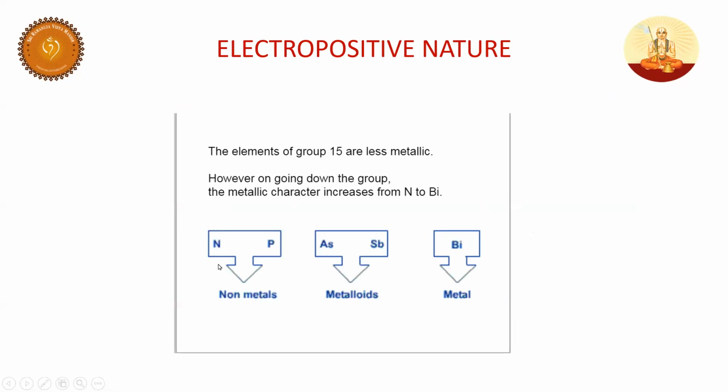Now let us move on to the next slide about the metallic character. So students, have a look here. Nitrogen and phosphorus are both non-metals. Arsenic and antimony are metalloids, whereas bismuth is the metal. So the only metal in the fifth group elements is bismuth. Very, very important. This question has been asked in the examination.